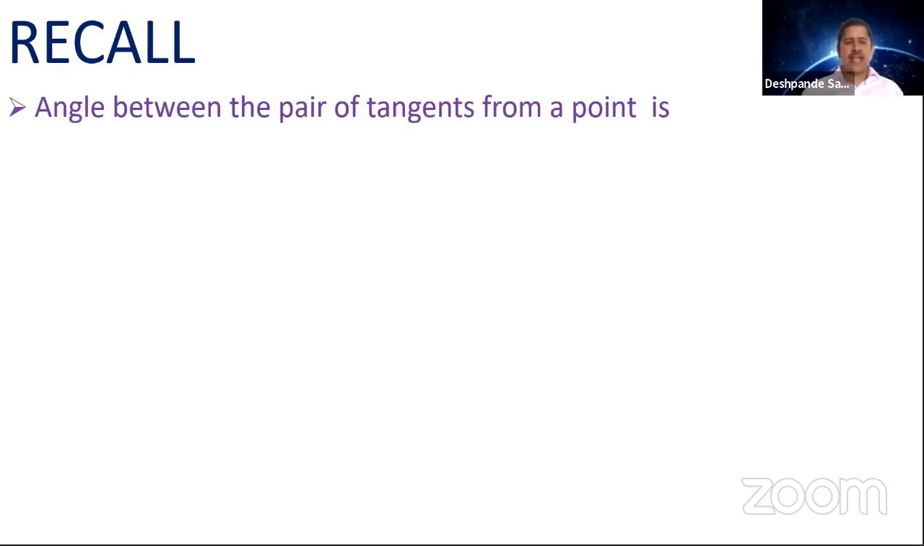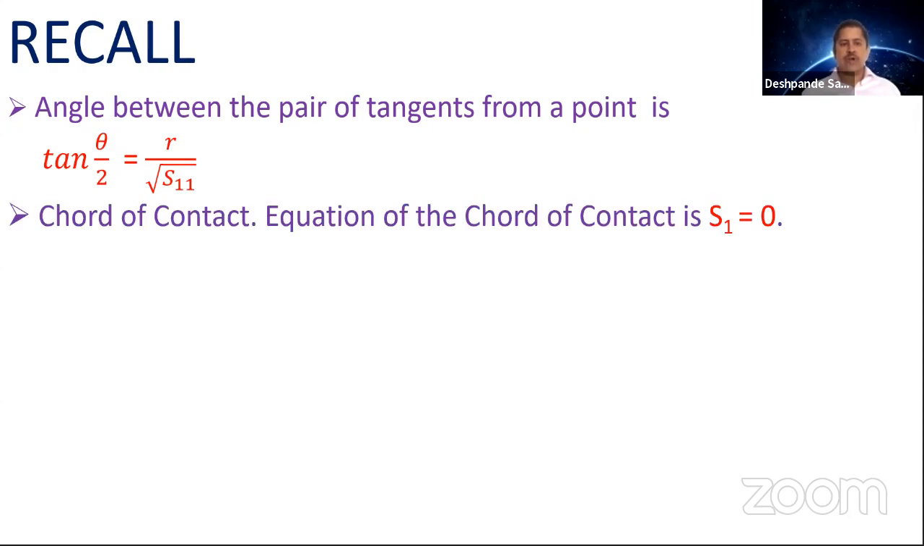To start with, what exactly did you learn in your previous class? We learned about the angle between the pair of tangents from a point. The angle between the tangents from a point is given by a relation between r, theta and root S11. You have a formula: tan theta by 2 is equal to r divided by root S11. Then we discussed the chord of contact and its equation. The equation of the chord of contact is given as S1 is equal to 0. We also discussed different cases of the methods of finding the chord of contact in your previous classes.